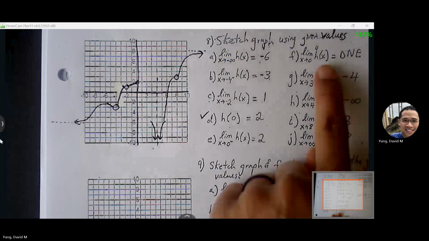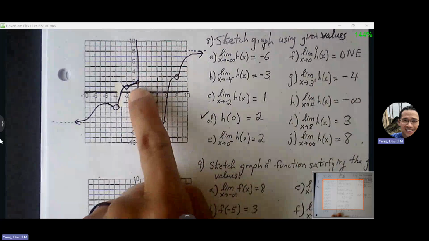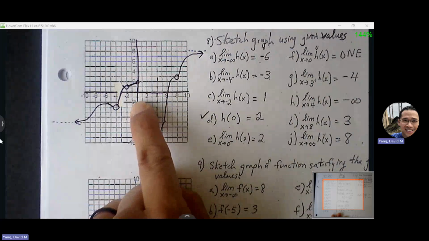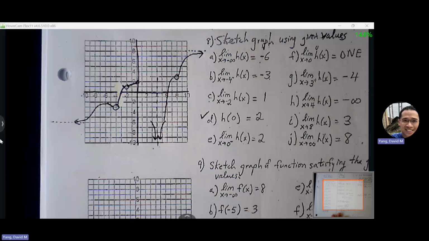This is not representative of that behavior. If a limit doesn't exist, you can make it an endpoint, you can make it a jump discontinuity, or make it a vertical asymptote. So we have a couple of options available if the limit doesn't exist.